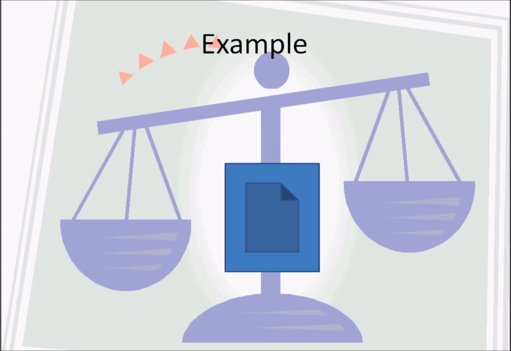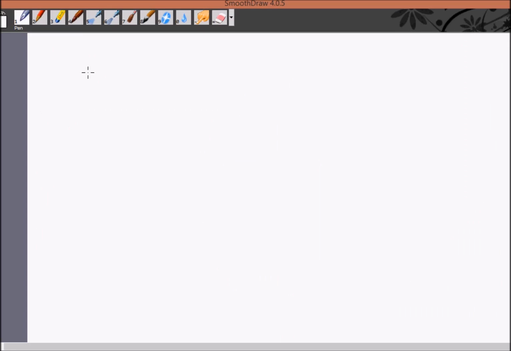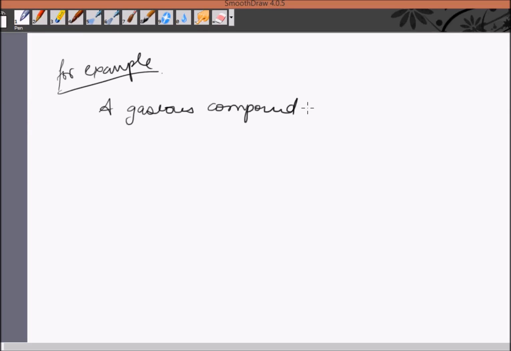I again give you the example of hydrogen and carbon. For example, there's a gaseous compound, an unknown compound. We don't know the compound, but we know the composition: carbon and hydrogen are there, where carbon is 75% and hydrogen respectively is 25%.